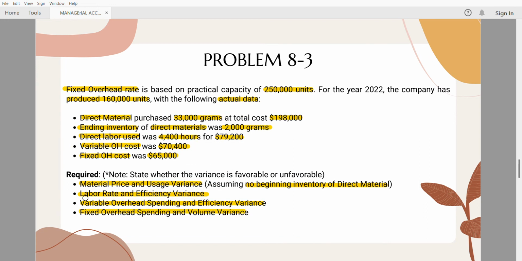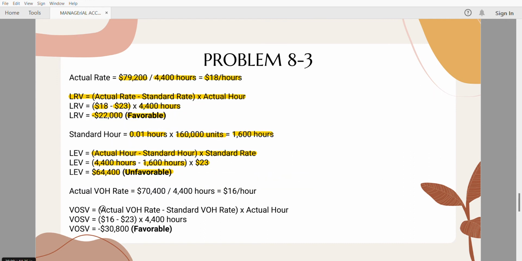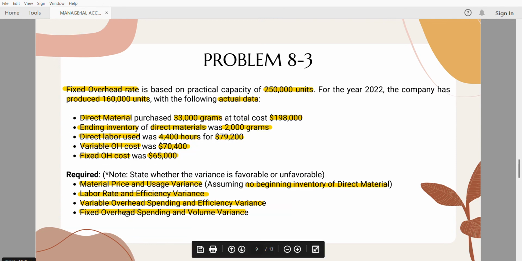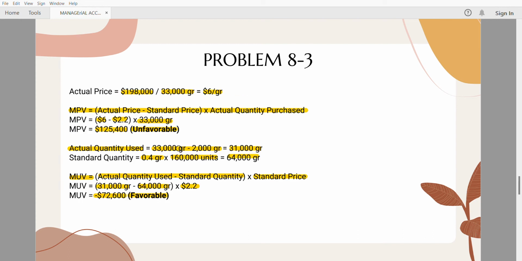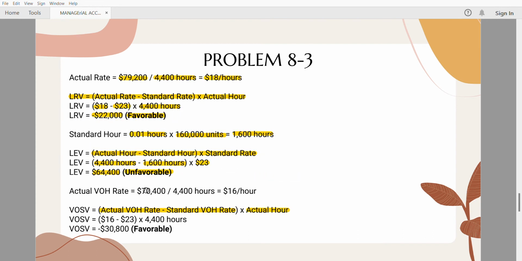Continue to the next one, VOSV and VOEV, which is variable overhead spending and efficiency variance. For spending, we get the formula of actual VOH rate minus standard VOH rate times actual hour. The actual VOH rate is not stated because they only give us the total amount, which is 70,400. So for 70,400, we need to find it first by dividing by the total hours, which is 4,400 hours, and we get $16 per hour.